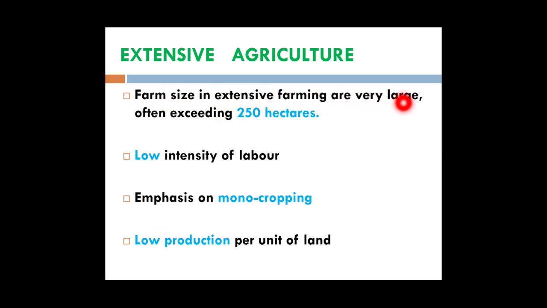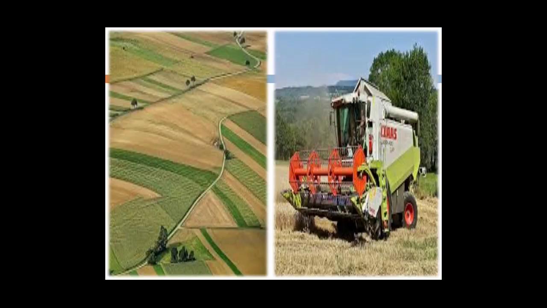Farm sizes in extensive farming are very large, often exceeding 250 hectares. Low intensity of labor. Emphasis on monocropping. So yes, this type of agriculture is based on profit. So mostly one or single crop is grown like wheat, etc. Low production per unit area. So production, compared to the capital investment and labor input, is less. So the farm size is so large that if we compare it with the input of fertilizers, machines and labor, it is less. You can see the picture, the farms are big, well organized and the machines are used, so they are highly mechanized.